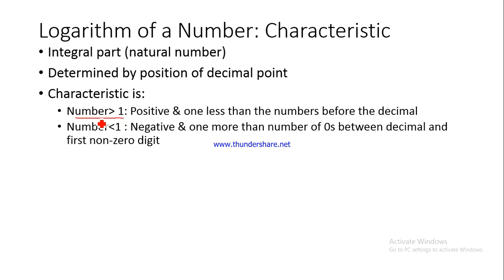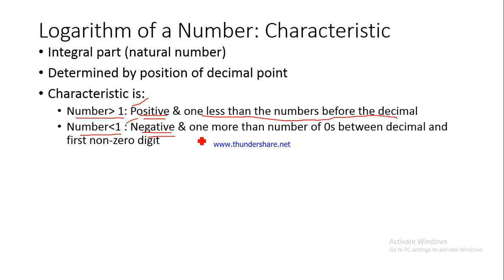Now please understand, this is something that you'll have to bear in your mind. The characteristic will be positive. Again, this is important. And it would be 1 less than the numbers before the decimal. You just read it and try and understand it. We'll be taking up examples and you will understand how to actually find out the characteristic. So it is 1 less than the number before the decimal, and if the number is less than 1, the characteristic would be negative, which means that the characteristic can be both positive and negative as well.